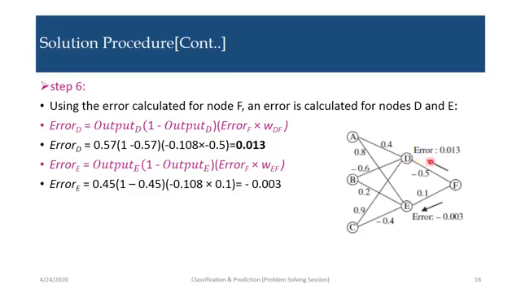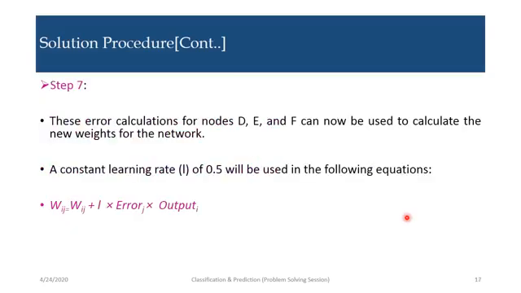Here it can be shown in the figure: 0.013 is the error at D and minus 0.003 is the error at E. Now, with this error calculation for nodes D, E and F, we got the error at 3 nodes, that is D, E and F. It can now be used to calculate the new weights for the network. So, here we have to adjust the weight. A constant learning rate L of 0.5 will be used for this particular problem.